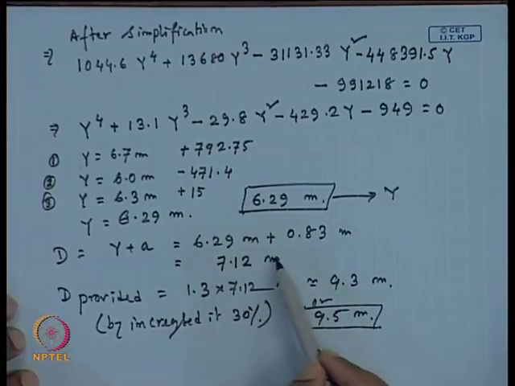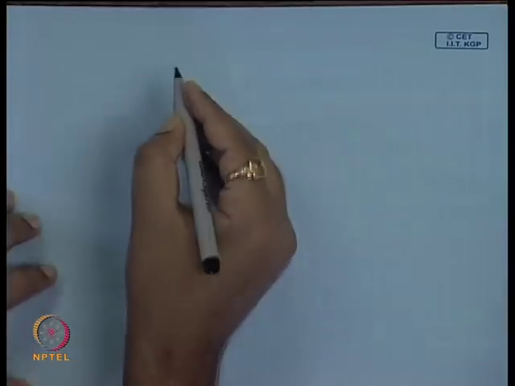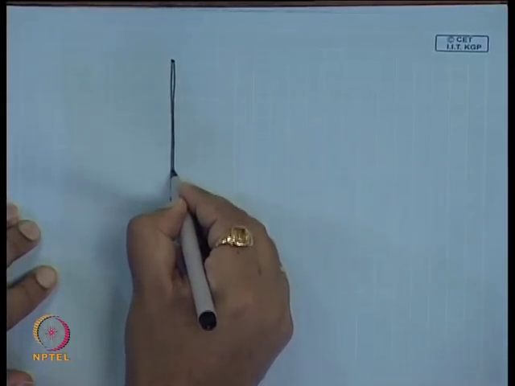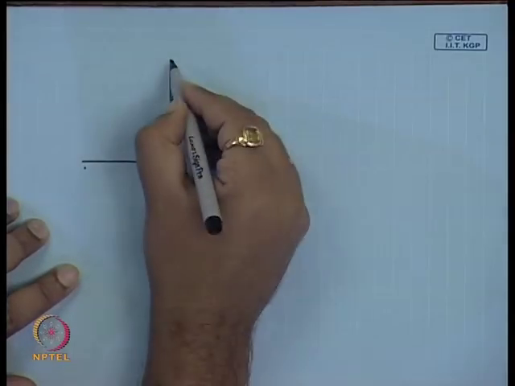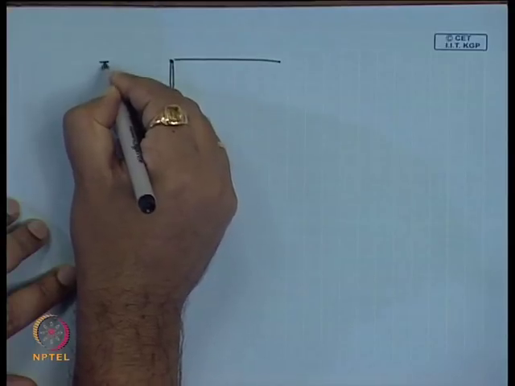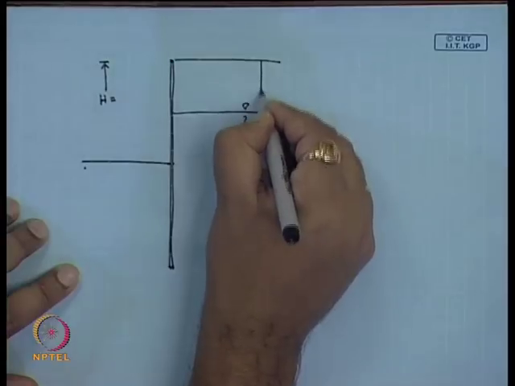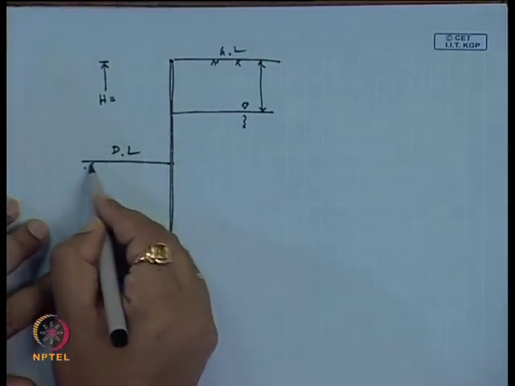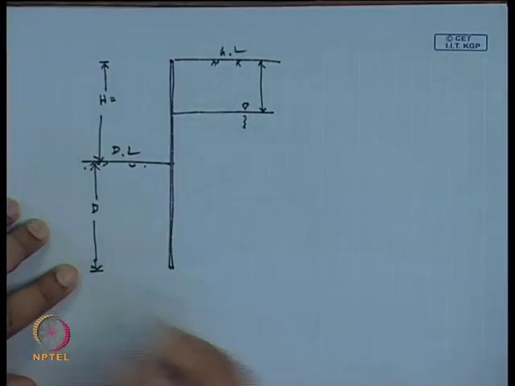So, from the calculation we are getting 7.12 meter and we are providing 9.5 meter. If I again draw the figure of the sheet pile, this is the sheet pile, this is the dredge level, and this is the ground level. This is the position of the water table, and from the ground level to the dredge level this is the H, and this is the D that you will calculate.